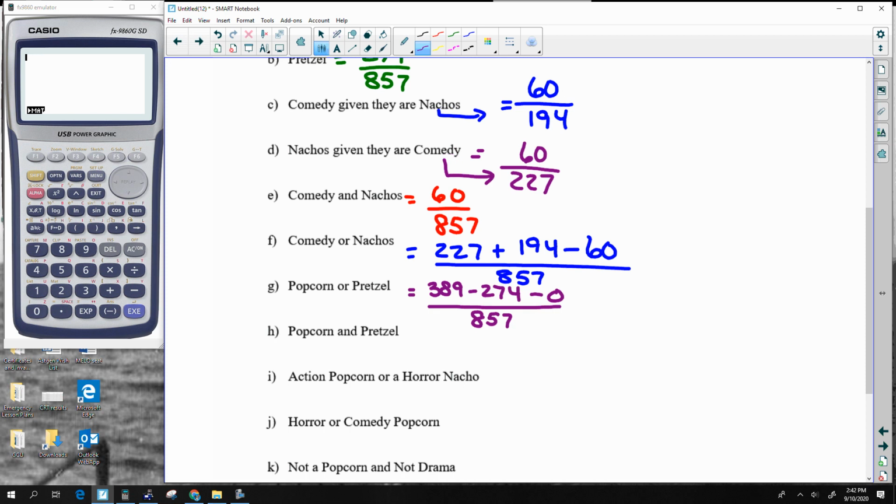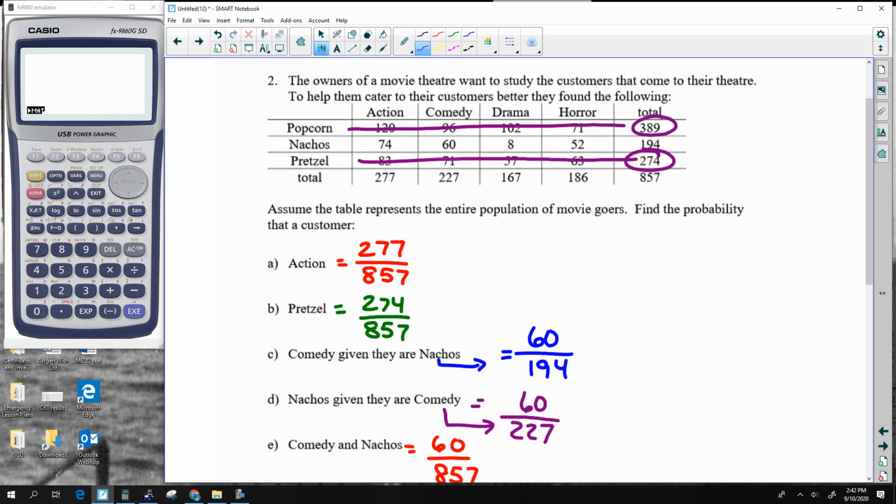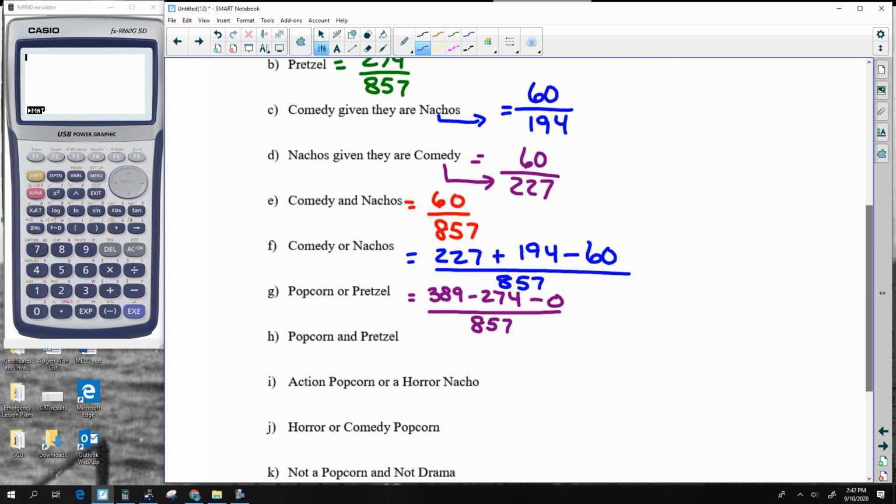Next is the popcorn and pretzels. What we're looking for is where do the popcorns and pretzels intersect? They don't intersect. So what's the popcorn and pretzels? 0 out of 857.